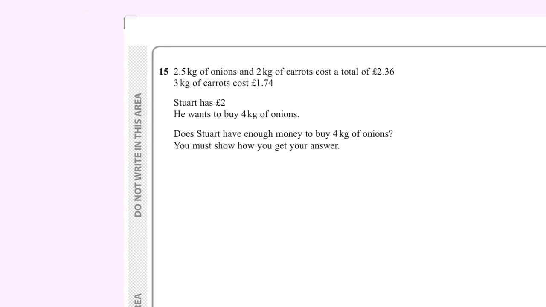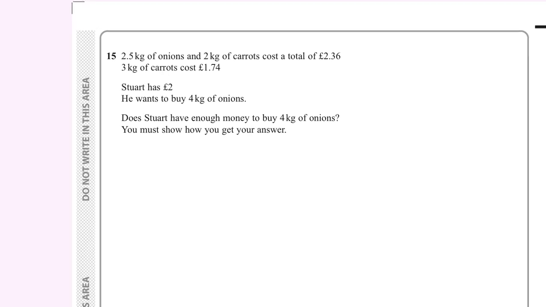Okay, question 15. We're looking at a question to do with weight and money. We've got 2.5 kilograms of onions and 2 kilograms of carrots at a cost of a total of £2.36. 3 kilograms of carrots cost £1.74. Stuart has £2 and he wants to buy 4 kilograms of onions.